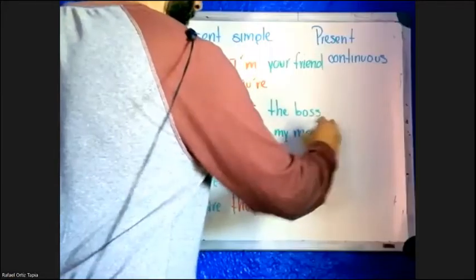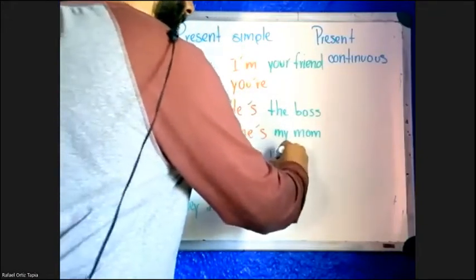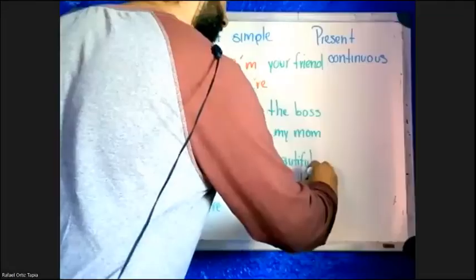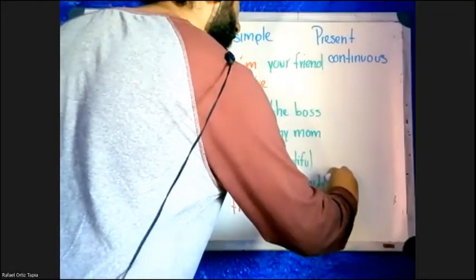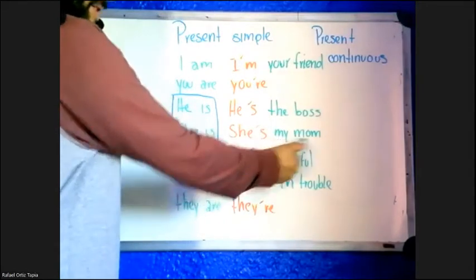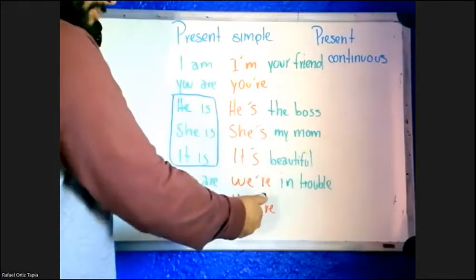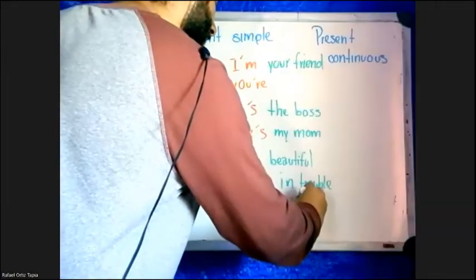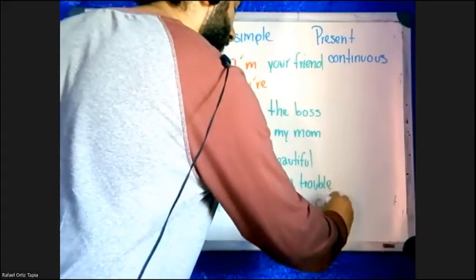She's my mom. Puedes tener, it's beautiful. Puedes tener, we're in trouble. Puedes tener cualquier frase que tú quieras, mientras nunca pongas un verbo. O sea, aquí the boss no hay ningún verbo, my mom no es ningún verbo, beautiful no es un verbo, so we're in trouble, estamos en problemas, they are part of the team, ellos son parte del equipo.